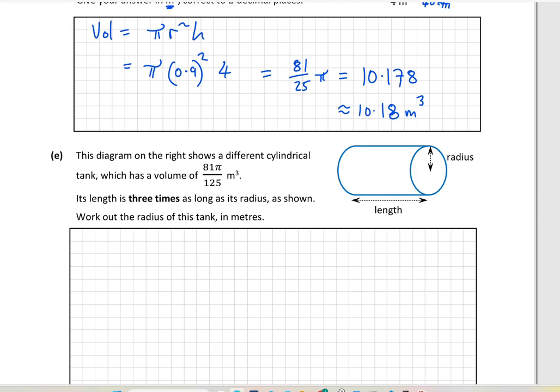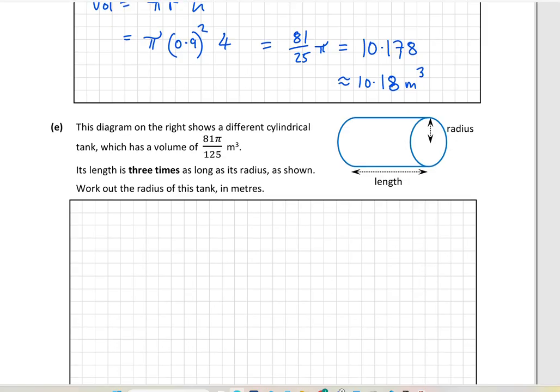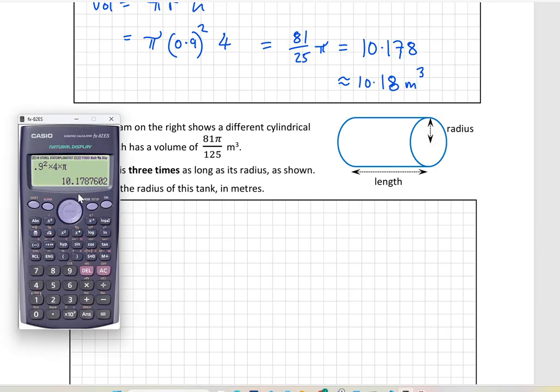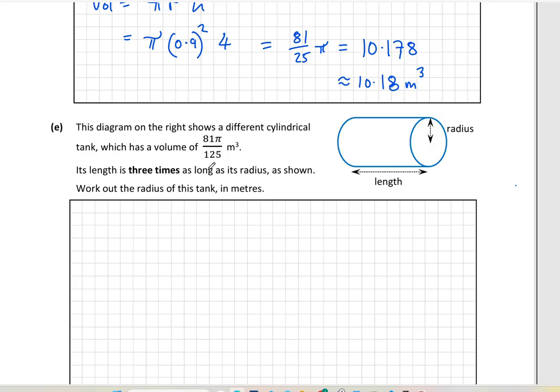Next part, the diagram on the right shows a different cylindrical tank which has a volume of this. I'm just looking at that now. Okay, so this is a different size. Its length is 3 times as long as its radius. So I don't know either, but I know that this is r. So the volume is this.